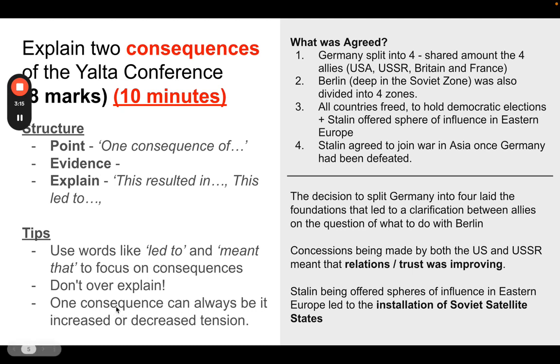Make sure you don't over-explain. These are marked separately. It's like 2 4-mark questions, and I'm sure thinking back to Weimar Germany, just how little you need to write for these 4-mark questions. Not a lot. Don't waste your time.